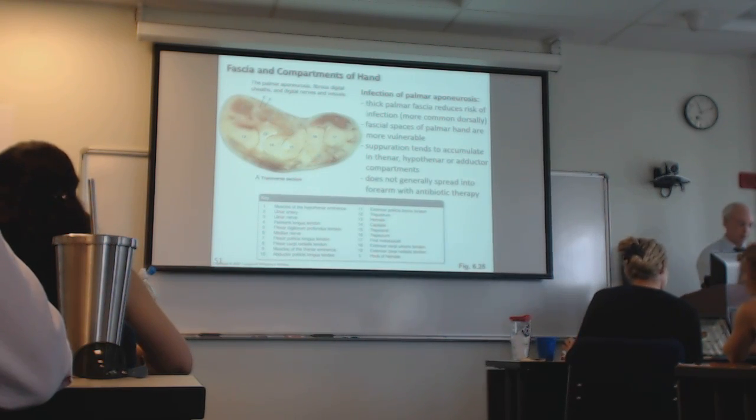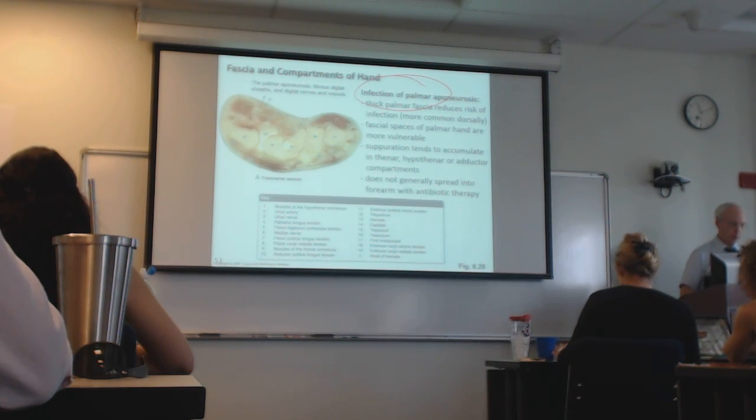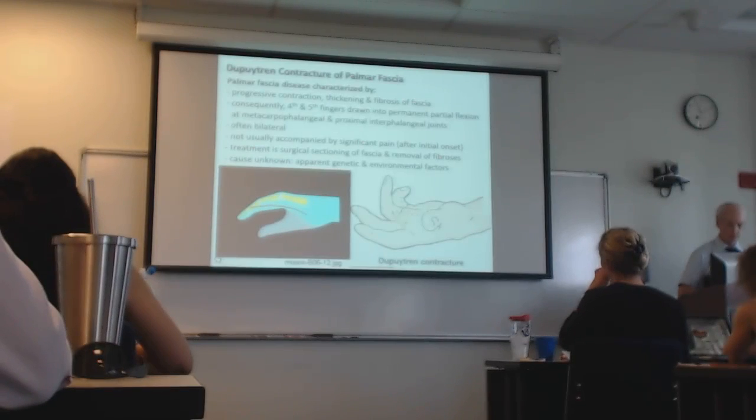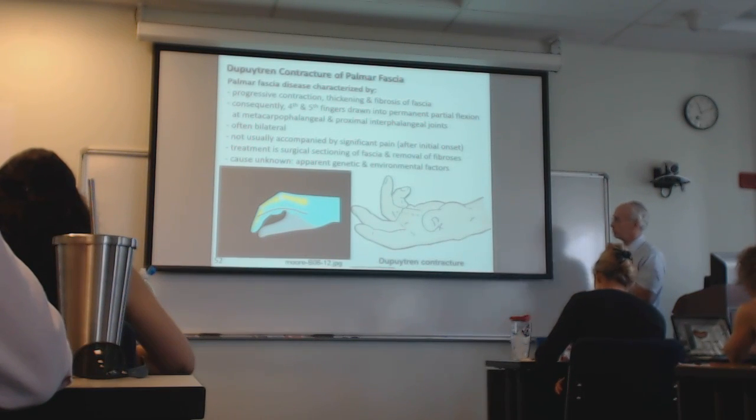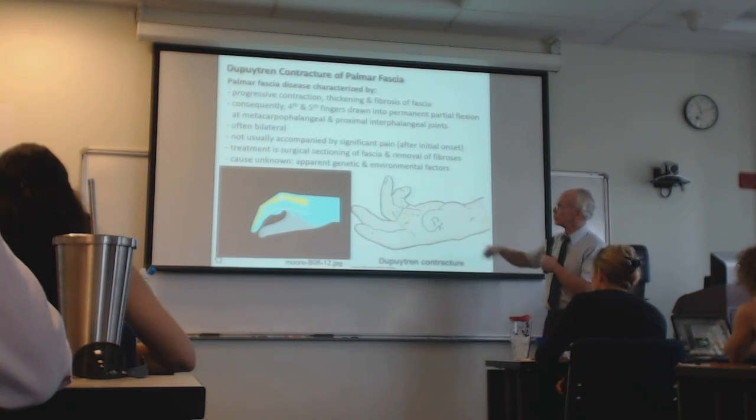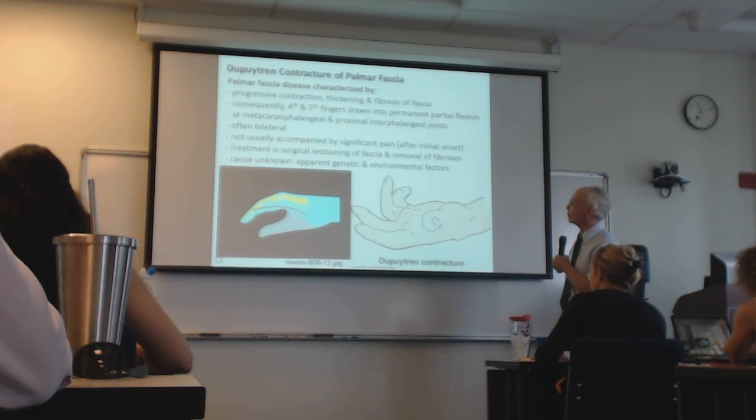So I've already talked about the likelihood of infection. So just be aware that the palmar aponeurosis provides some degree of protection to the central compartment. We're looking here at a condition called Dupuytren's contracture.